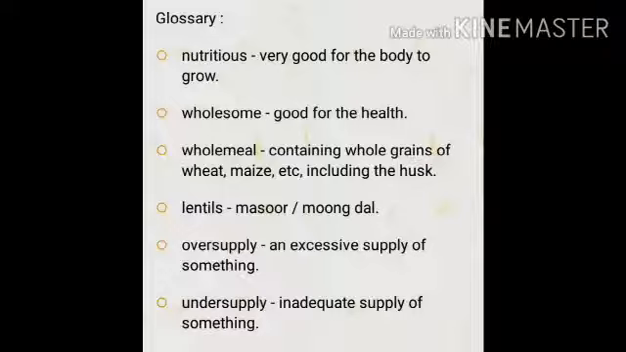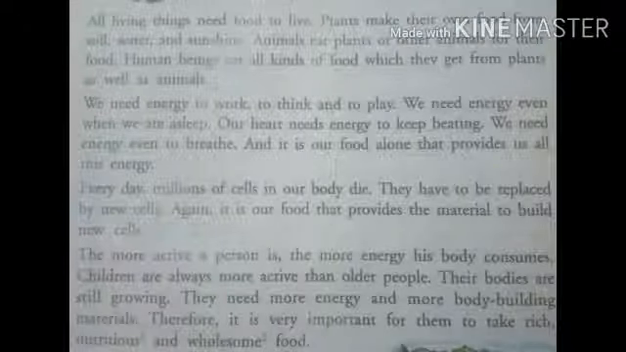Next, coming to lentils. What is the meaning of lentils? Moong dal. Okay. Then oversupply, an excessive supply of something, which is being supplied more. Then undersupply, an inadequate supply of something, which is being supplied less. Now come to the chapter The Food We Eat.